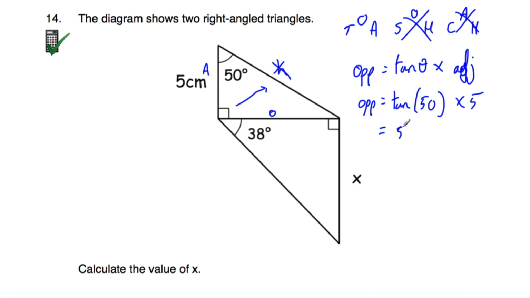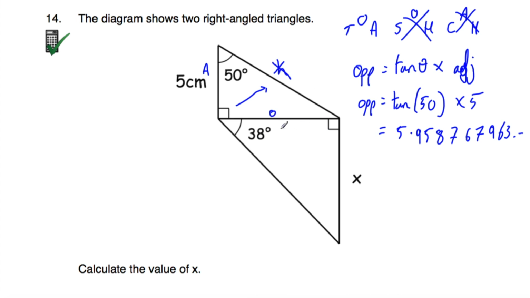And that's equal to 5.958767963 and so on. I've kept that on my calculator display, and I'm not going to round it because if I round it, I'm going to maybe lose some accuracy. So that's the length of this side here, and that's in centimeters. And actually, let's write it on this triangle here.